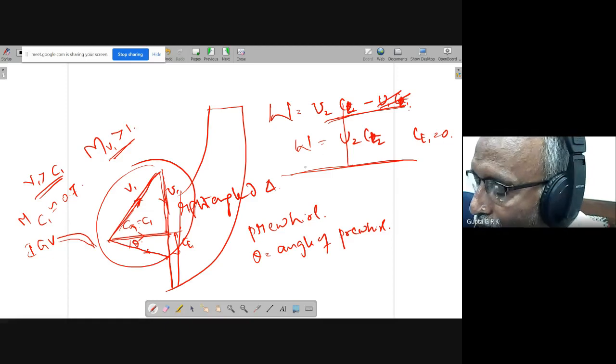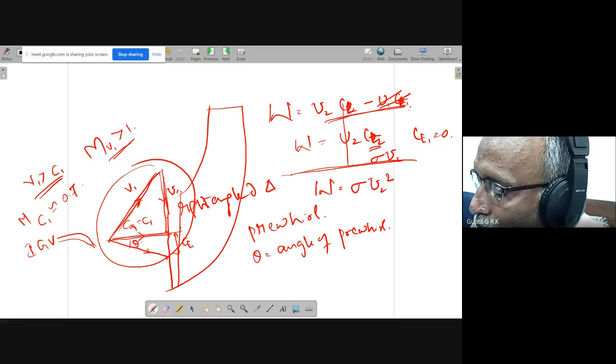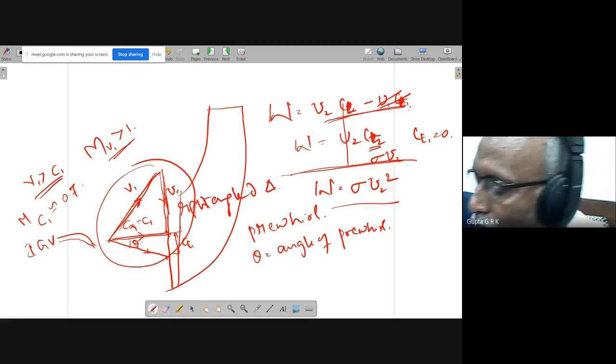And so if you see in the problems, W is equal to U2 Cθ2, and Cθ2, as I told, is sigma U2 with the slip. So W is equal to sigma U2 square. This is the formula normally used in the book.